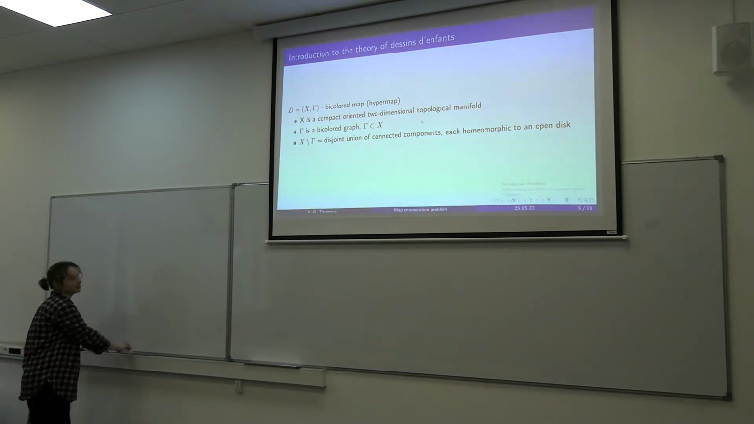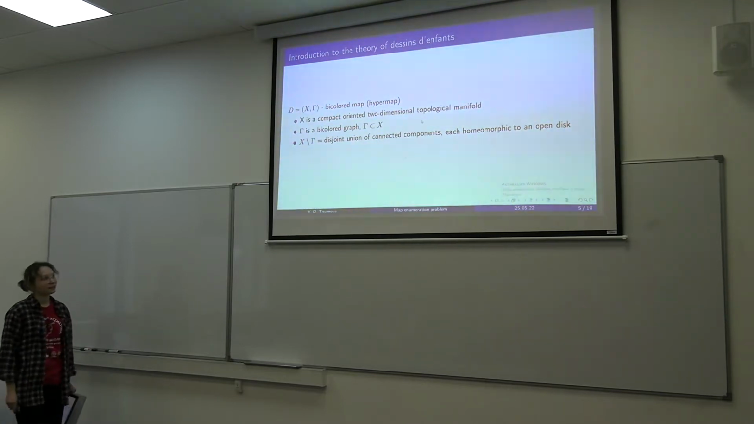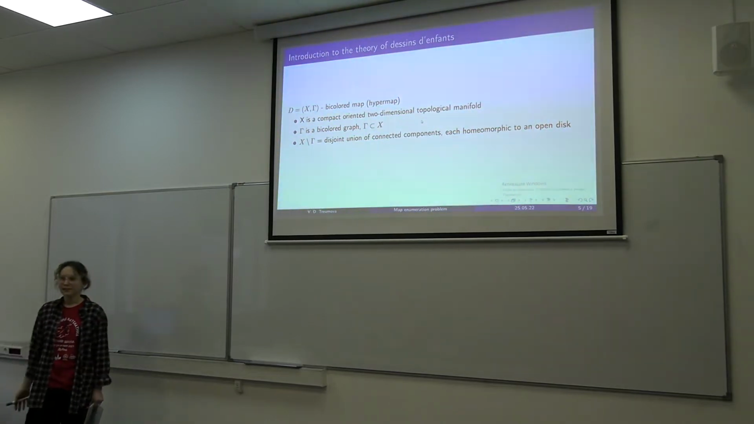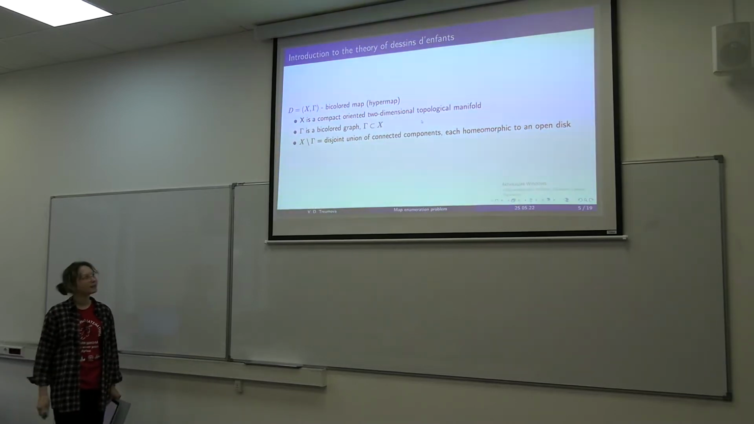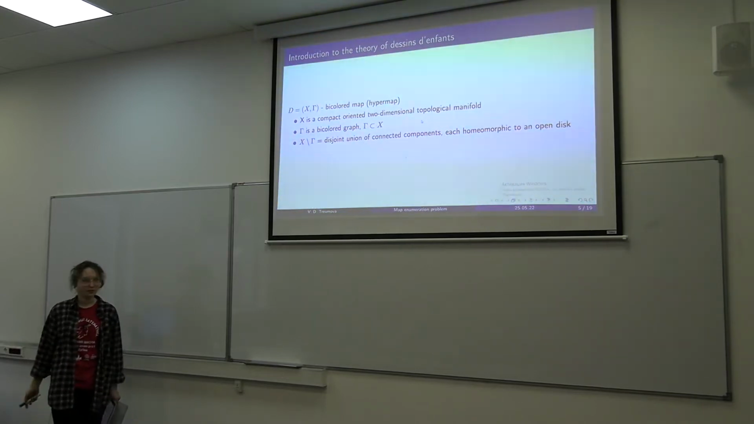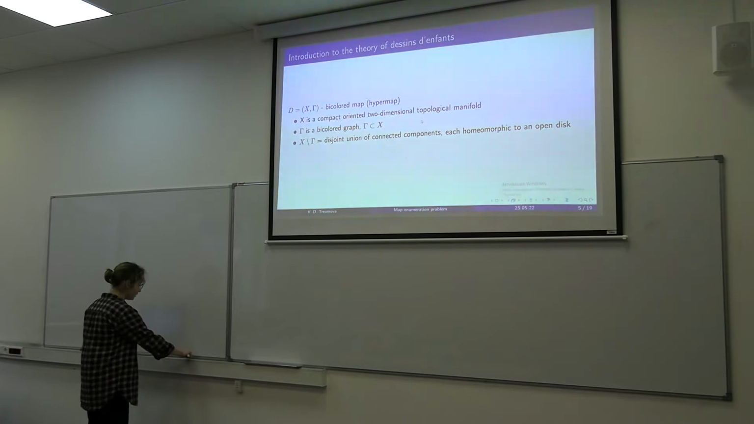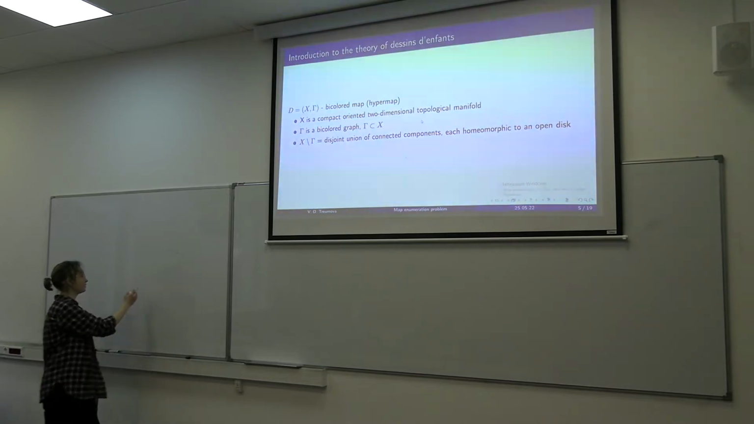So for details, I can now give the first definition in one language. So we start with the pair, where X is a topological surface. It is uniquely defined by its genus. It is compact, oriented, two-dimensional. So we can draw just the sphere, or maybe the torus.